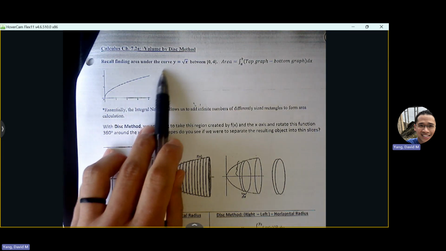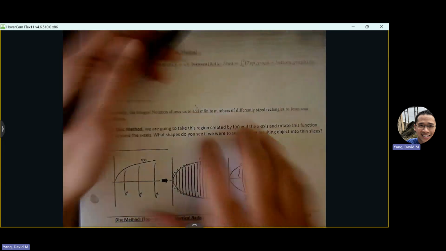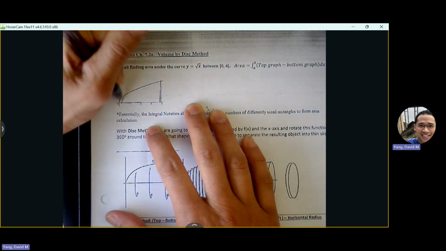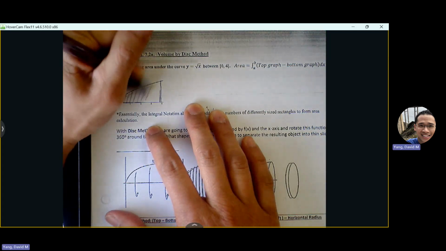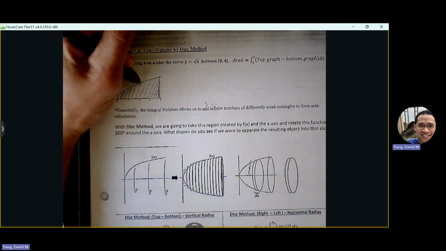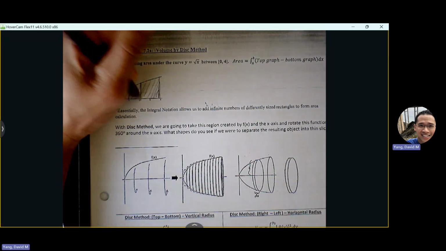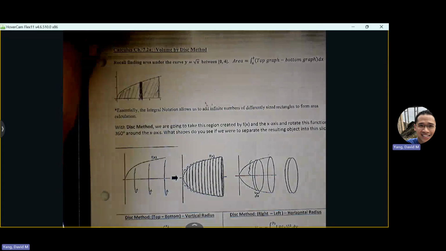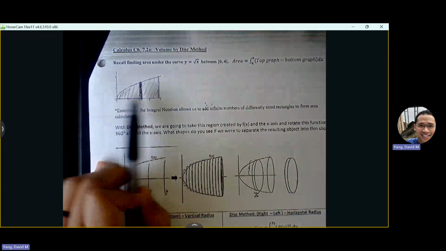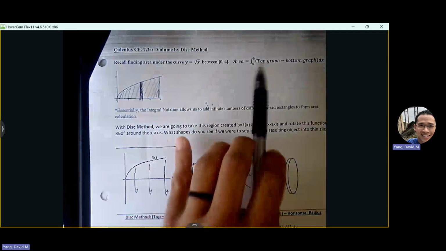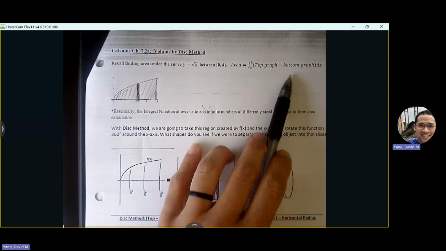So let's say we have a region y equals root x between 0 and 4. And this is the shaded region that we are concerned about. We're just reviewing area for now. And area is just top minus bottom. And we can have one representative rectangle. Ultimately, they're infinitely thin rectangles that extend from one end to the other, but this is the orientation. It's going to be top minus bottom. And the area is just the top graph minus bottom graph.